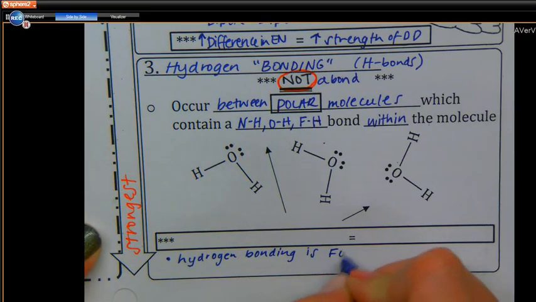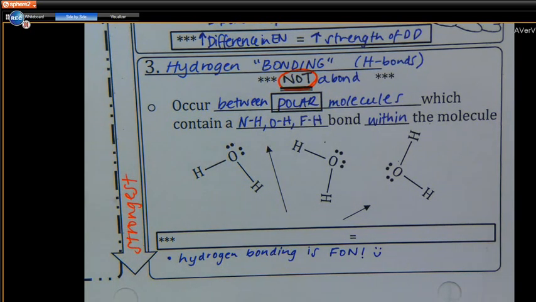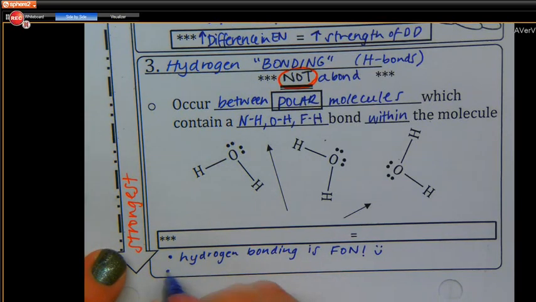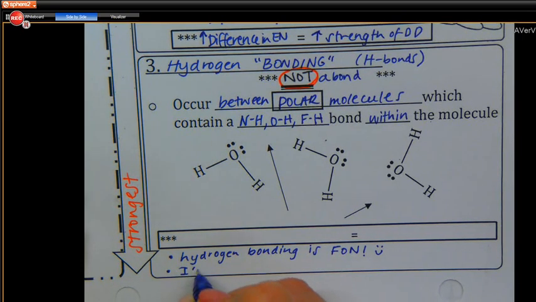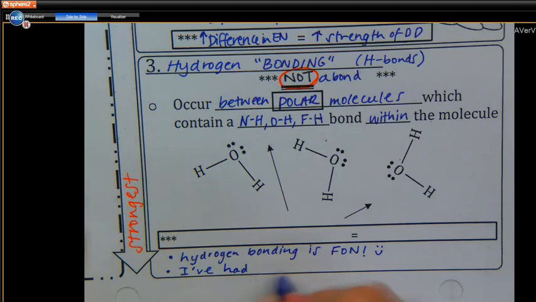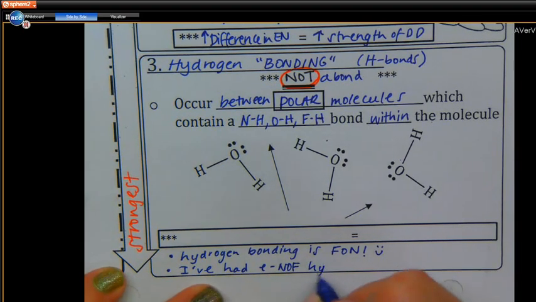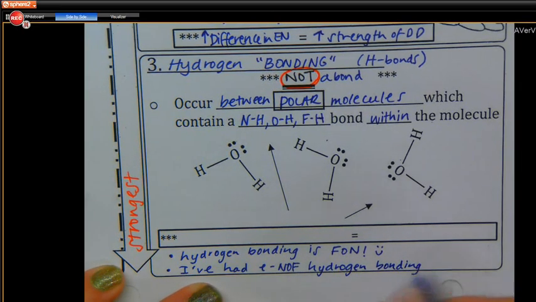And then just as with dipole-dipole, and also just as with London dispersion forces, there is an attraction between the slight negative of one molecule with the slight positive end of another. It's just that hydrogen bonding has to occur when the hydrogen and oxygen, or hydrogen and nitrogen, or hydrogen and fluorine are bonded together.